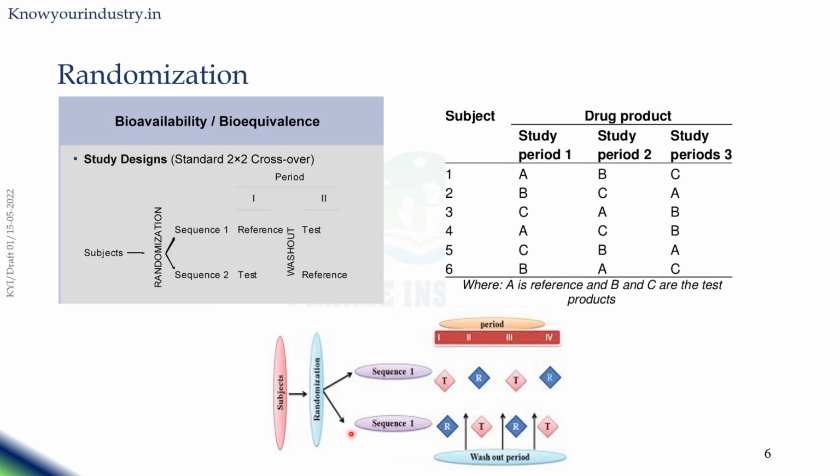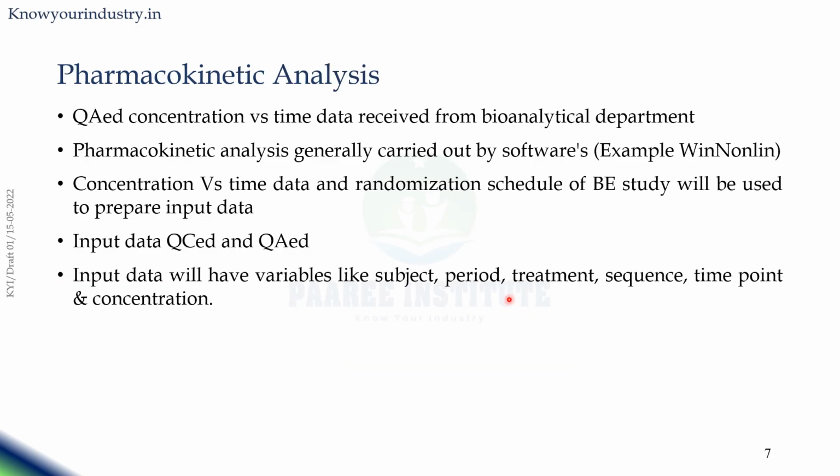The same thing is explained here, how the different sequences will be used for the four-way crossover study, TRTR and RTRT. These are the two sequences used for a four-way crossover study, with different washout periods in between each and every treatment.